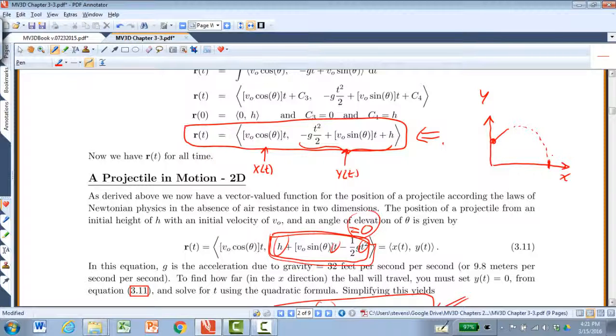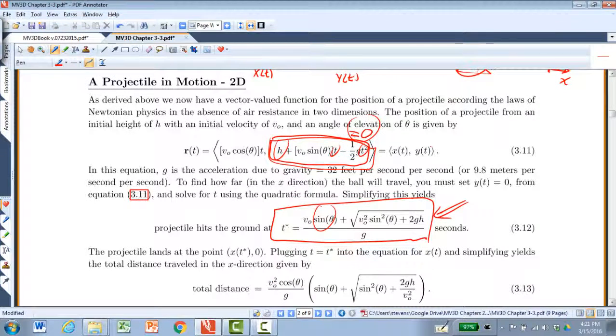But in mathematics, where t can go negative, there's also the chance that it'll hit the x-axis when t is negative, right? T less than 0. So we're actually tossing that one out. That's why we don't have the plus or minus in this formula. So that's when it hits the ground.